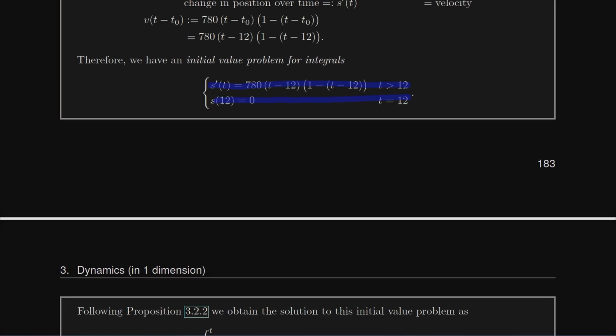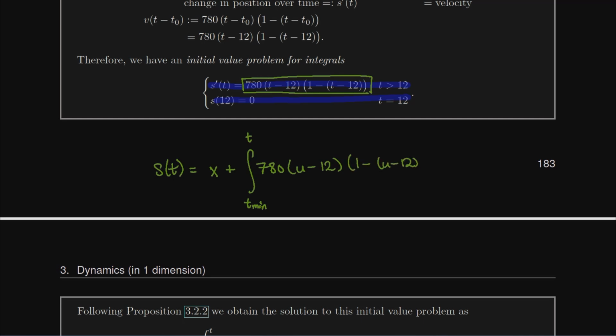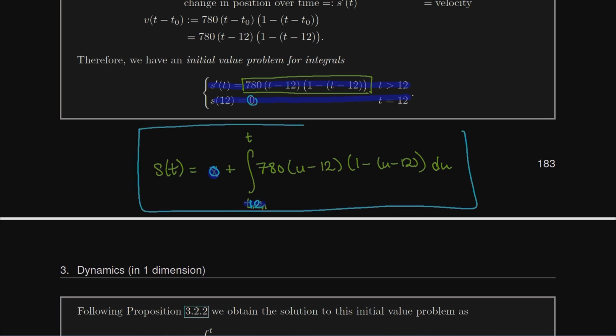Now I'm going to solve this. Let's think about what it means to solve it. I have s of t always needs to be equal to my initial position plus the integral from my minimal time up to time t of my velocity. In this case, it's going to be 780, using a new variable u, u minus 12 times 1 minus u minus 12 du. And in particular, I know what this value is. That value is 0. And this value is 12. And so that will be the solution as given by the proposition.